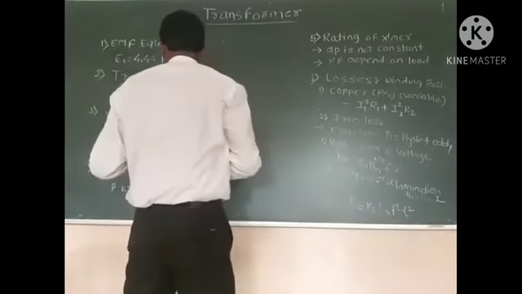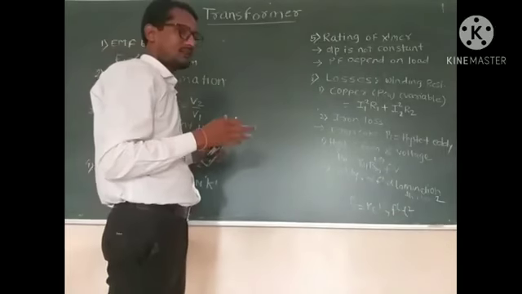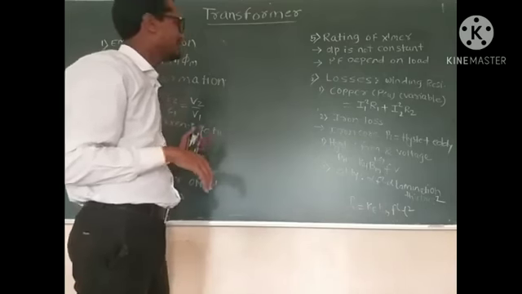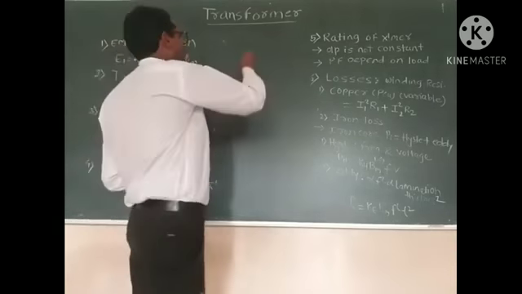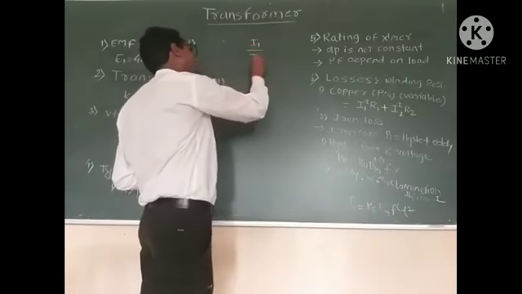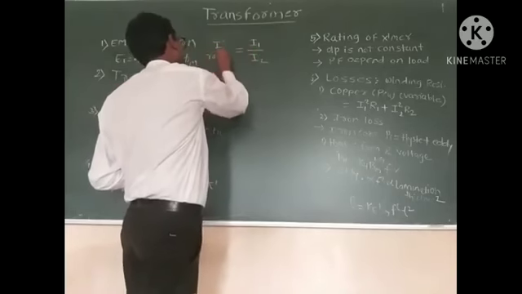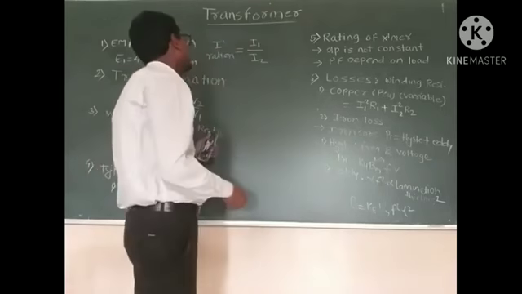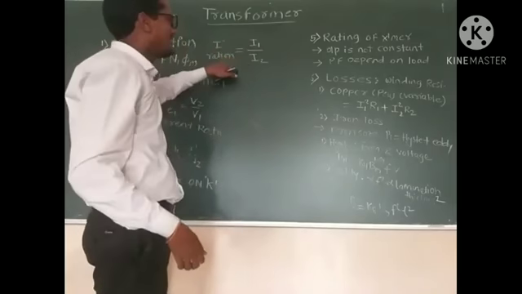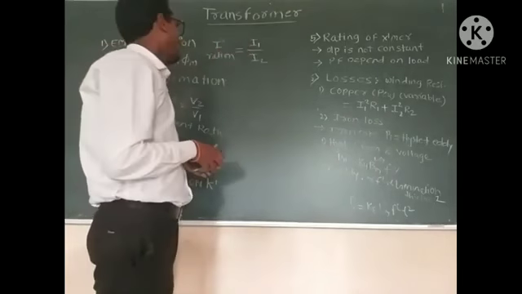After that, current ratio. What is the definition of current ratio? It is somewhat a reversal of the definition of voltage ratio. That means it is the ratio of primary current to the secondary current. Means current ratio equals I1 upon I2.